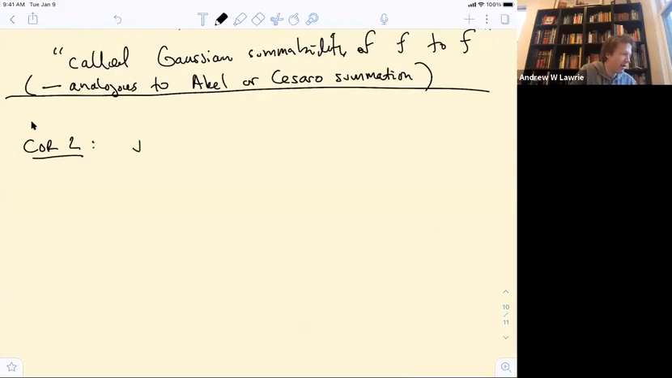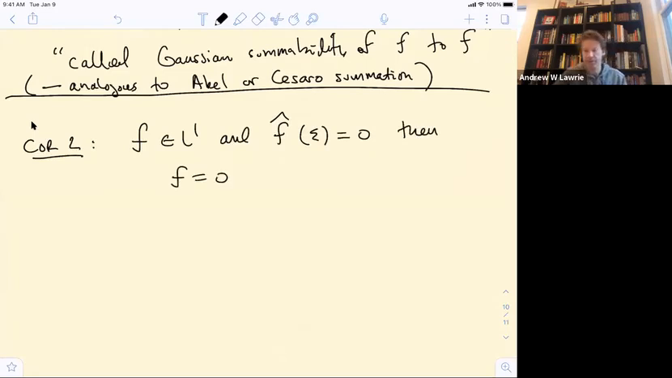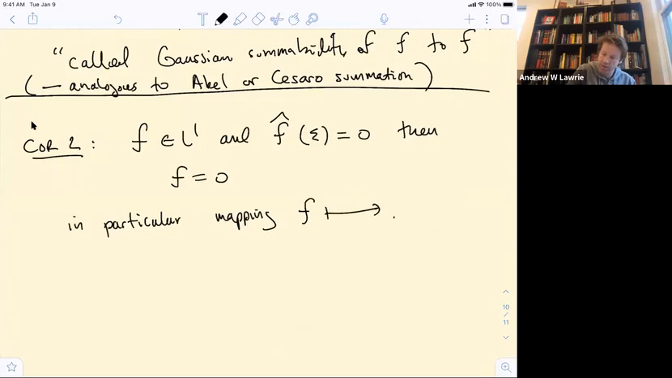Uniqueness theorem: if f is Schwartz and f hat of c is identically 0, then f is equal to 0. So in particular, the mapping is injective.